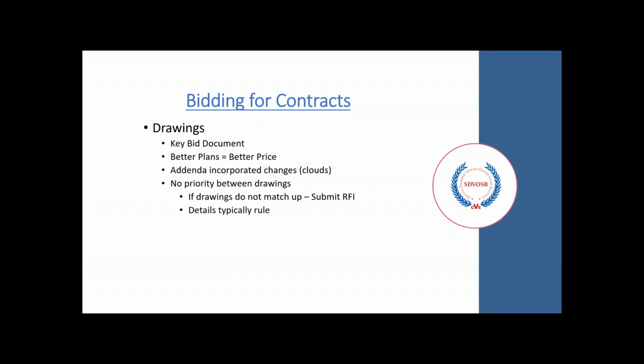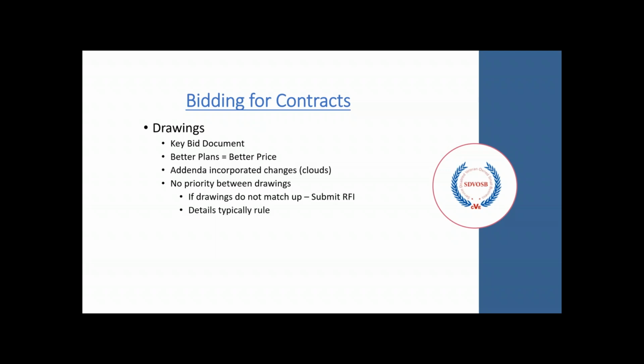The drawings need to have any addenda incorporated changes into them. Throughout the bid process, it's often that projects will find scopes of work being tweaked or changed altogether before the bids are submitted. The project drawings need to be updated in accordance to those changes.